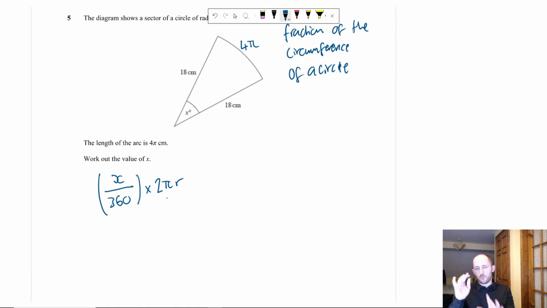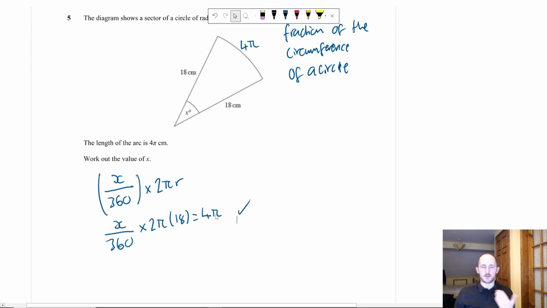Okay? Well, as soon as we sub in the values, so we have x over 360 times 2 pi radius of 18 equals 4 pi. That gives me a mark. I'm basically just writing the question down again, which is really, really useful. Again, I'm trying to teach you the exam technique here. So, you know, some students will get 0 marks because they don't even attempt it. If this question scares you, at least write something down. You can get a mark. 1 is better than 0, right?